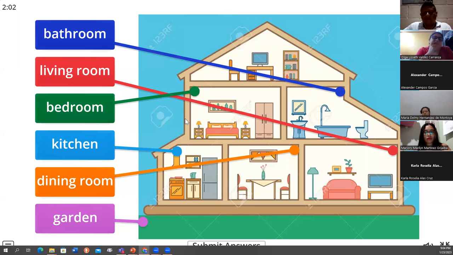Good. Blanca Yesenia, do you live in an apartment or do you live in a house? I live in the house. So I live in a house. Okay.